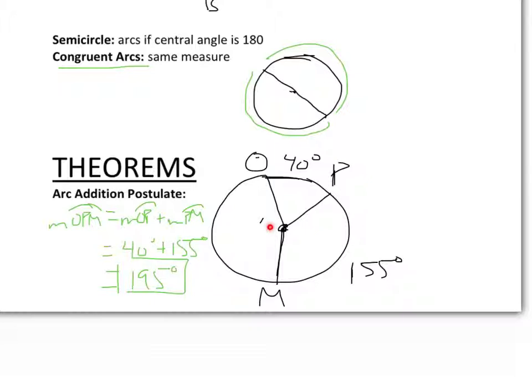Now there's a relationship between the arcs and the central angle. They're actually going to be congruent. So if this arc right here is 155, that tells us that the central angle is also 155. In the same way, since arc OP is 40, this central angle that creates that arc is also 40 degrees.